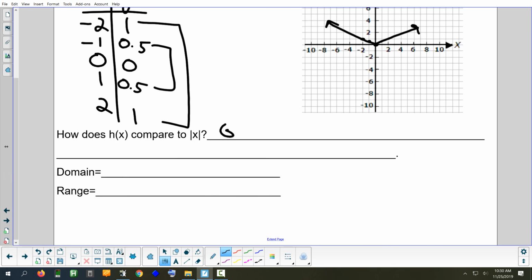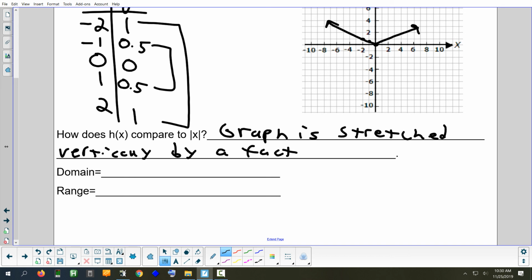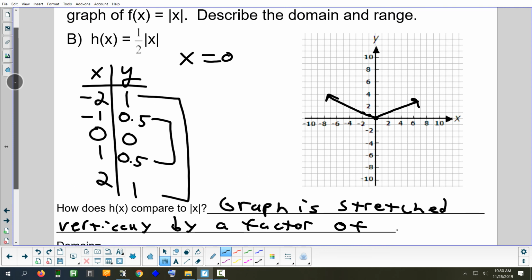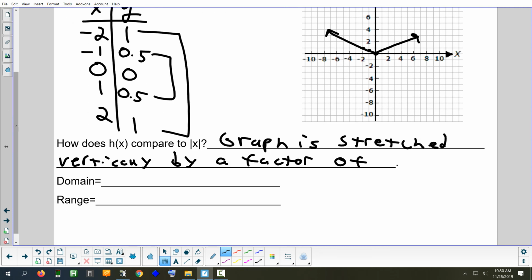Okay, so let's write that. Graph is stretched vertically by a factor of how much? A half. So what that really means is it actually didn't even really stretch. It got half as tall. It actually squished down and got wider. But that's how we write it: graph is stretched vertically by a factor of, and then you fill in the number.